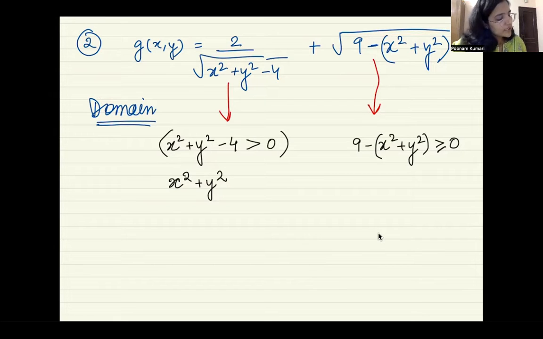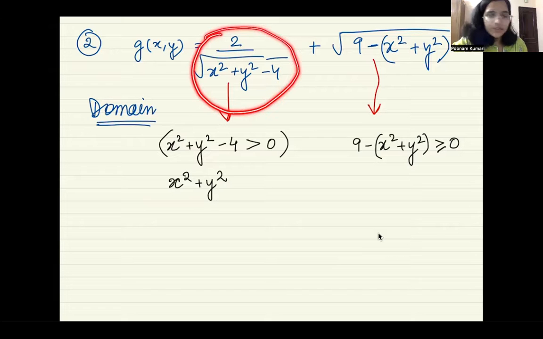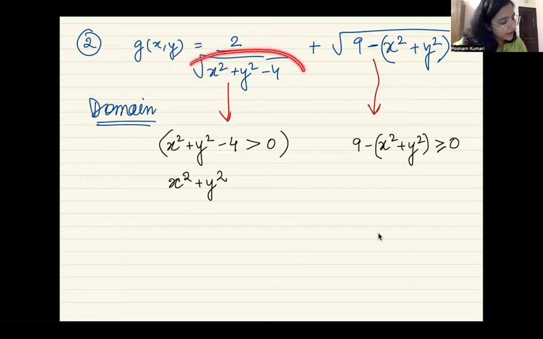So step by step, let's see what the possible values are. Okay, so first, one part of the function is this, which has this function in the denominator, and this function is x square plus y square minus 4. One thing is that whatever values are inside the square root need to be positive. Second, because this is in the denominator, we can never allow zero values in the denominator, right? Because the function will become undefined in that case.